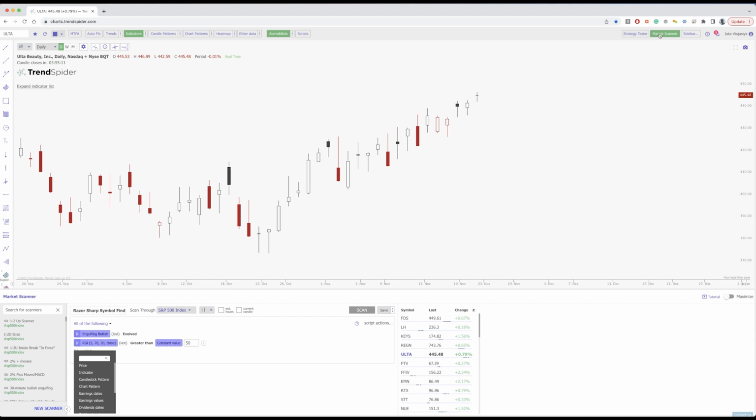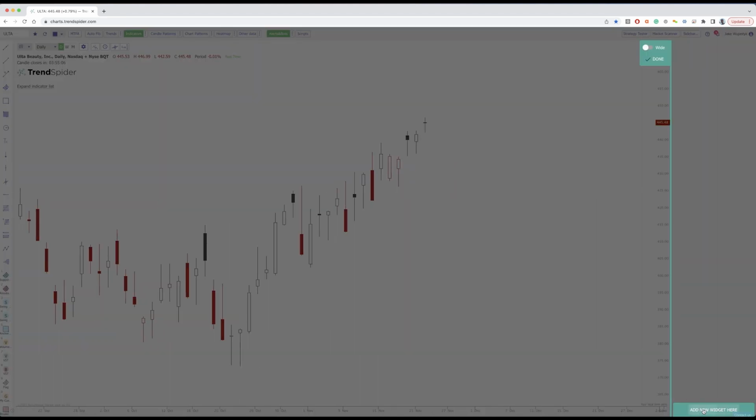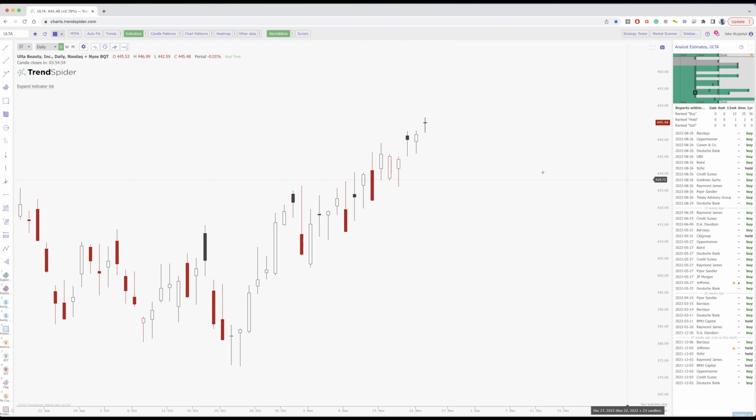The next thing that I'd like to go over is the widgets. So we have a sidebar widget here that has a number of things that you can look at, such as a watchlist or a scanner that you created, alerts that are currently live, news, analyst estimates. So for example, if I click analyst estimates and click done, you'll see for Ulta what has been ranked a buy, hold, or sell over the last year, and how many analysts have come out with those. For example, over the last year, you've had 36 buy ratings for Ulta. You've had 6 hold ratings and 0 sell ratings.